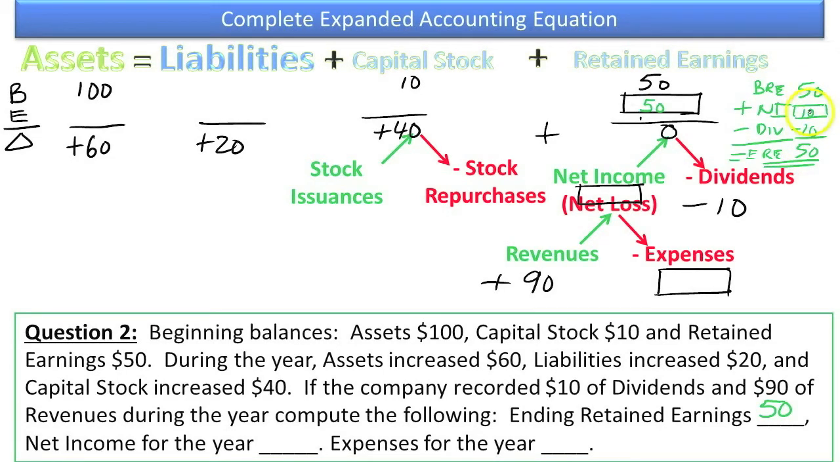It goes up by 10, and then they get all paid out. They go up by 10 because you earn some net income, and then you pay them all out in the form of a dividend, thus leaving retained earnings at the same $50 that you began with. So this would be 10.